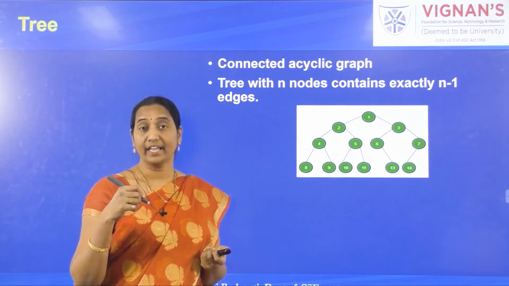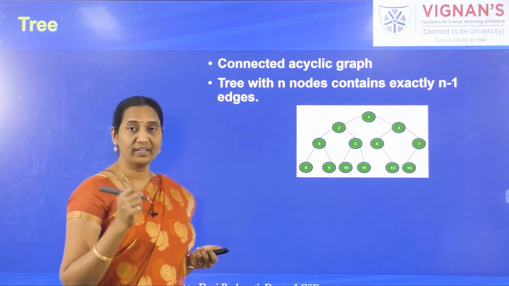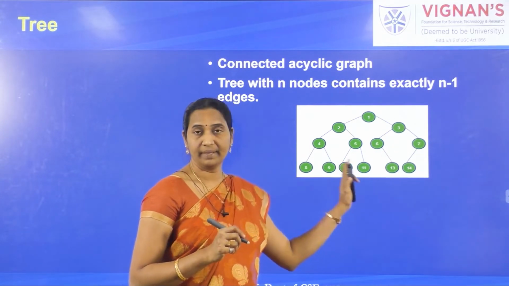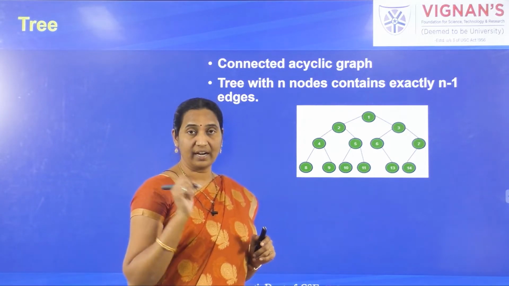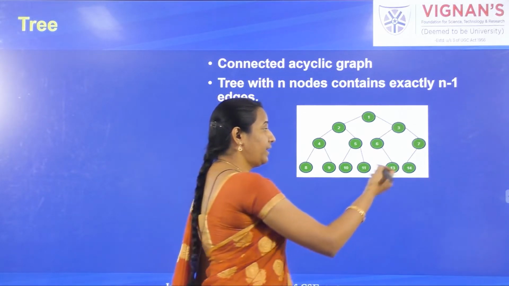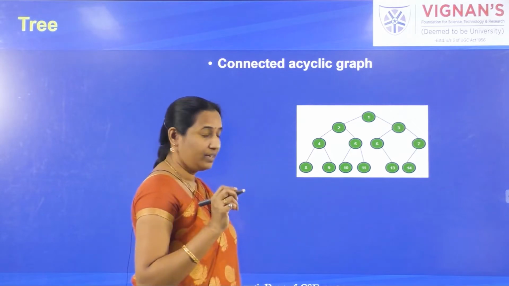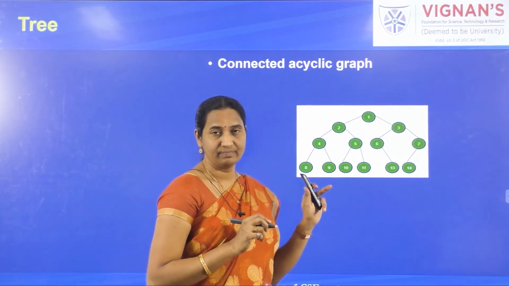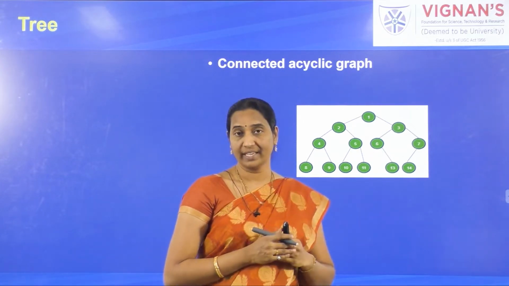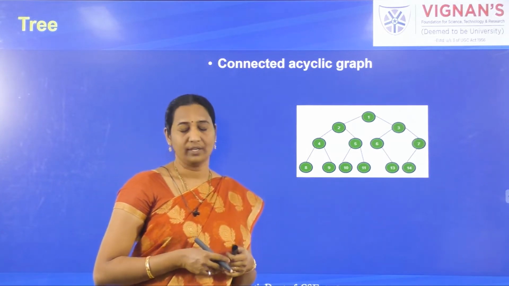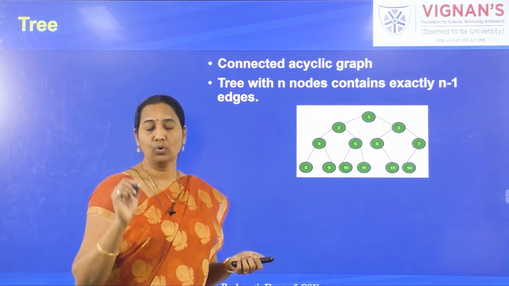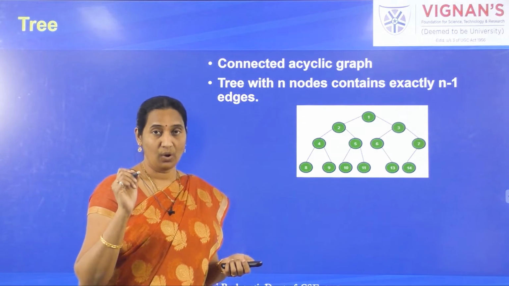When you consider a tree with n nodes, it has exactly n minus 1 edges. If you observe here, there are 14 nodes, and if you count there are exactly 13 edges in this graph. If you remove any of these edges, it will not be a tree. For example, if I remove this edge, it becomes a non-connected graph. Moreover, if you add one more edge to this graph, there will be some cycle, and then also you cannot call it a tree. So a tree is a connected acyclic graph, and if the graph has n nodes, there should be exactly n minus 1 edges.